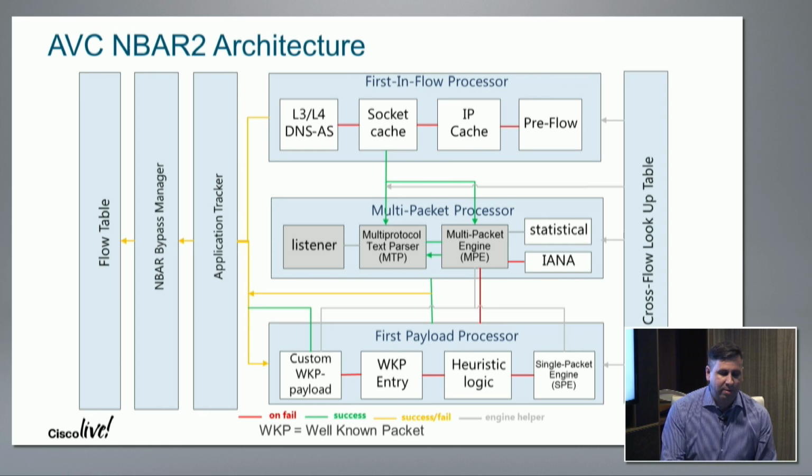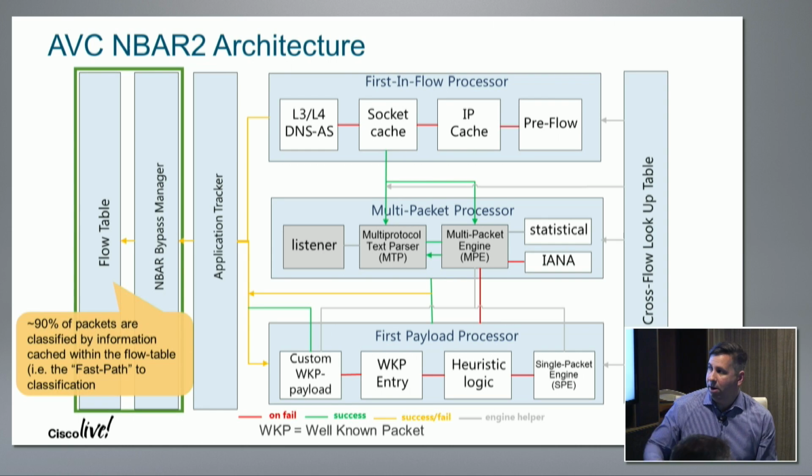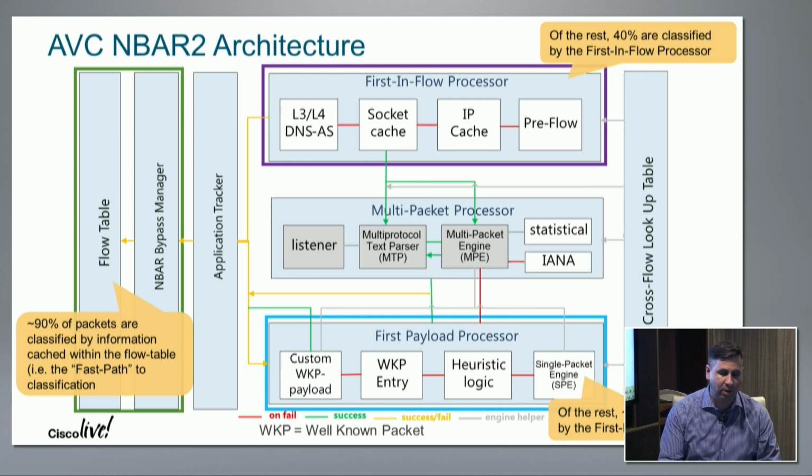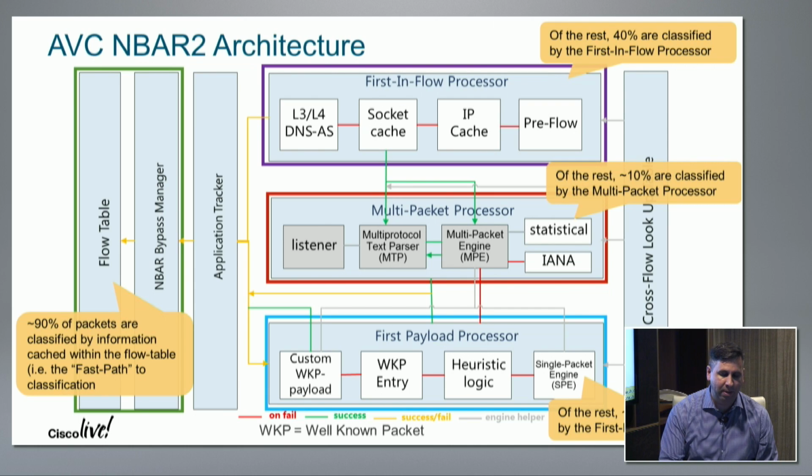Other features on top of software include NBAR, where a lot of people think NBAR, oh my God, if I turn that on, I'm going to melt my box. But they're thinking the original NBAR. NBAR 2 is a completely different technology from a completely different source, a PQ acquisition. 90% of packets are flow cached. And of the ones that are processed, we are able to process 40% of them on the first in flow and without even looking at the payload. Some we look at the payload, sometimes multiple payloads.